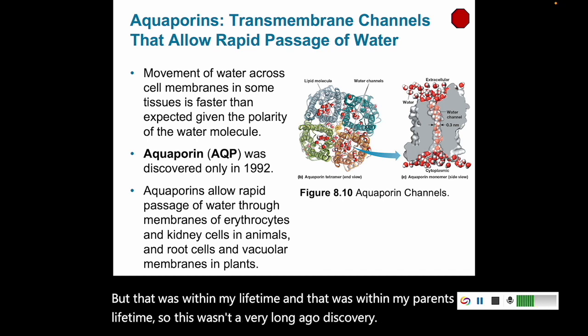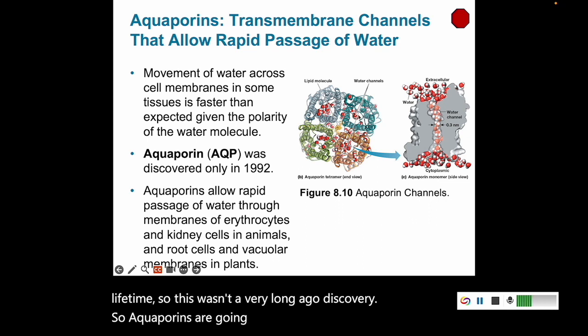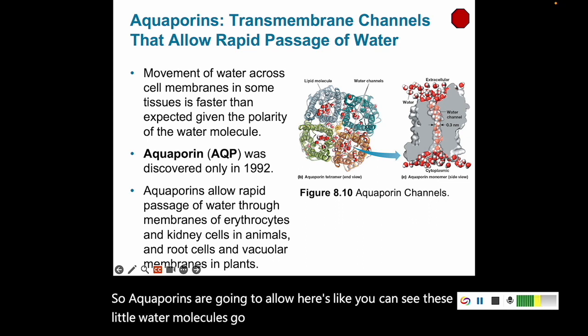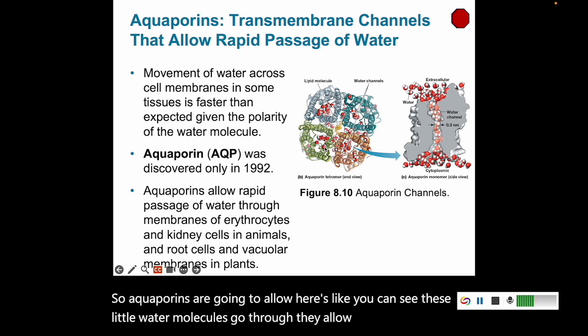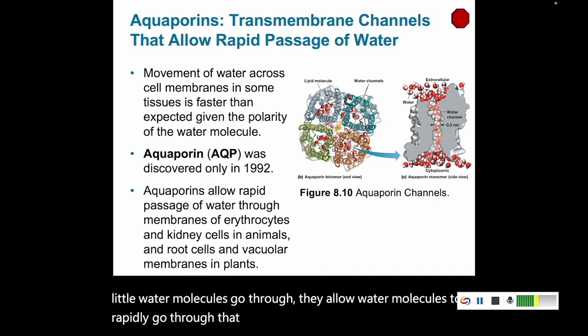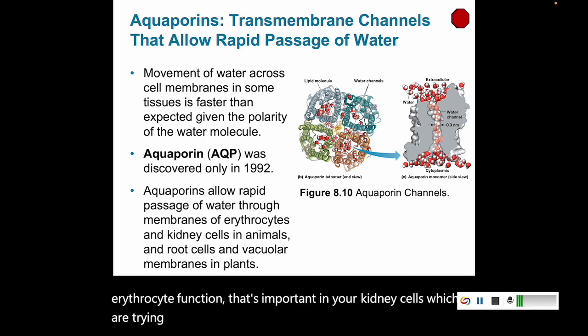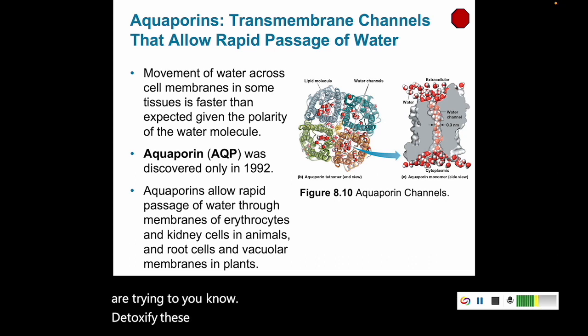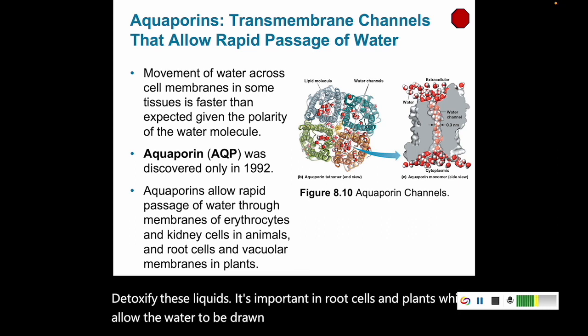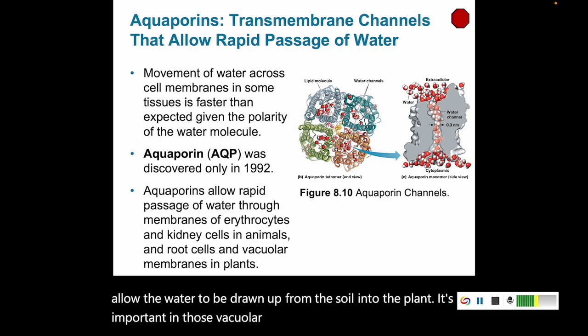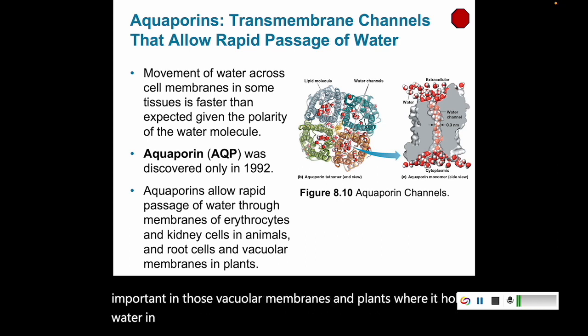So aquaporins are going to allow, here you can see these little water molecules go through. They allow water molecules to rapidly go through that membrane. That's important in your erythrocyte function. That's important in your kidney cells, which are trying to detoxify these liquids. It's important in root cells in plants, which allow the water to be drawn up from the soil into the plant. It's important in those vacuolar membranes in plants where it holds water in the vacuoles.